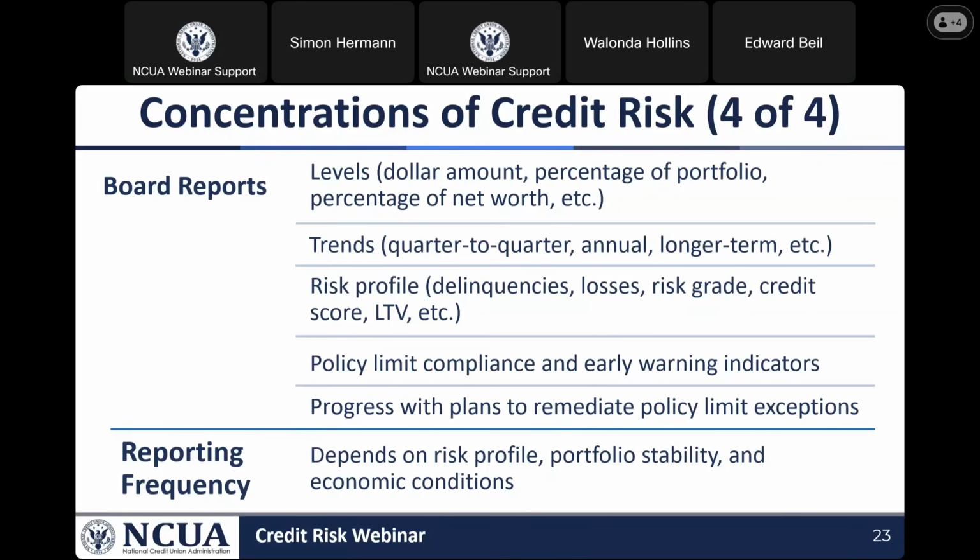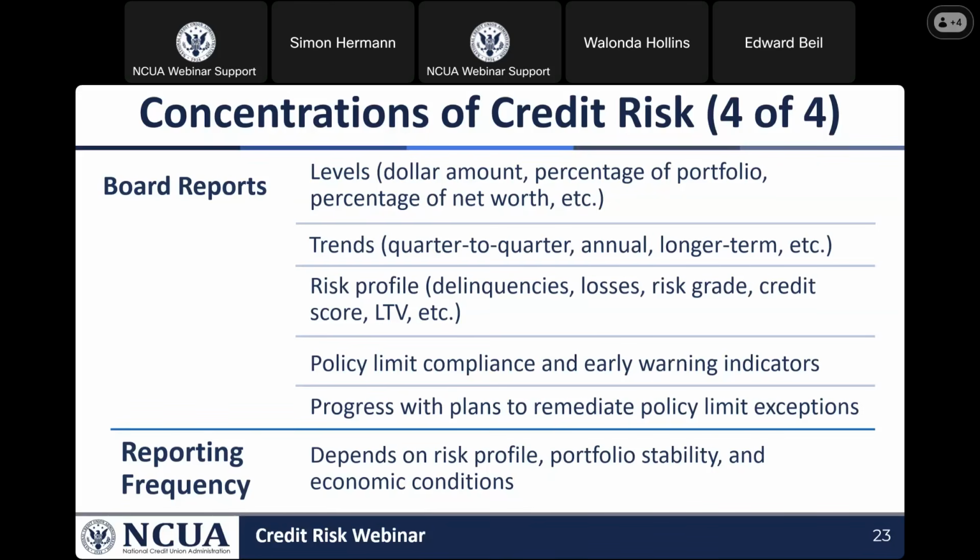There have been situations where the level of concentrations have not materially changed, but there has been a material change in the risk profile of the concentration. In cases like this, the board may need to reevaluate or lower the concentration limit to reflect the new risk information. 3, compliance with concentration policy limits. A best practice is also to include early warning triggers that are not a hard limit, but that trigger escalation and discussion prior to actually reaching one of the credit union's concentration policy limits. And 4, in the event that a concentration limit has been exceeded, board reporting typically would also address plans, timelines, and progress for remediating the exception to the policy limit.